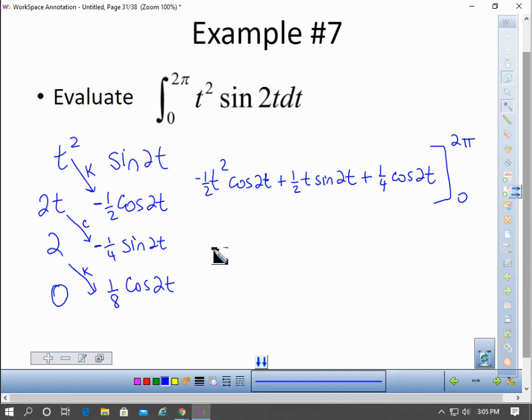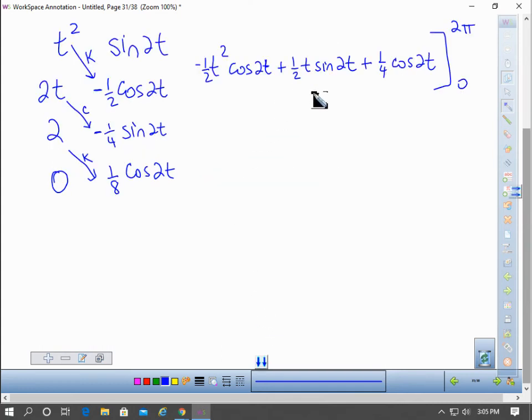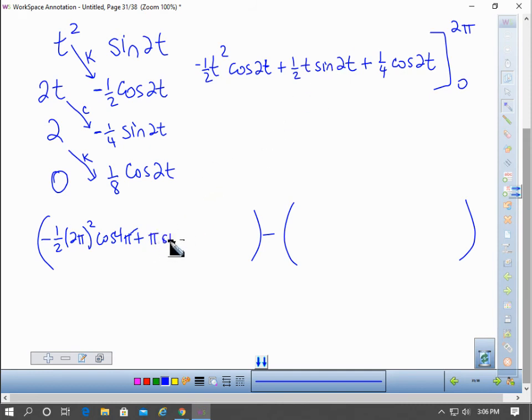All right, so now we're going to do the fundamental theorem of calculus. I'm going to come down here so I've got plenty of room. So I'm going to put a 2 pi in here first. So this will be negative 1/2 times 2 pi squared times cosine of, putting 2 pi in here, will be 4 pi, plus 2 pi times 1/2 is just going to be pi, and then sine of 4 pi. And then plus 1/4 cosine of 4 pi.